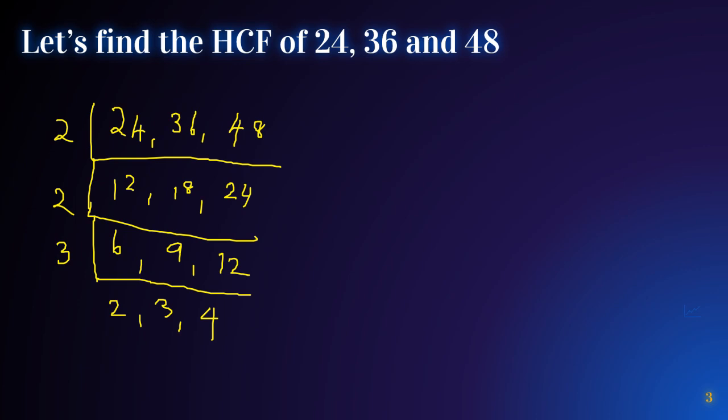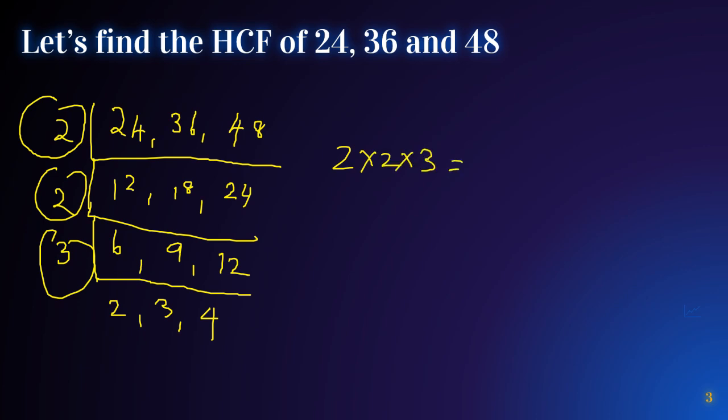So I'll stop here. And the product of these numbers on my left hand side, that is 2, 2 and 3, is the HCF of 24, 36 and 48, which is 12. So 12 is the HCF of these three numbers, the highest common factor for these three numbers. The same is the case we are going to do with LCM. Let's see the difference.